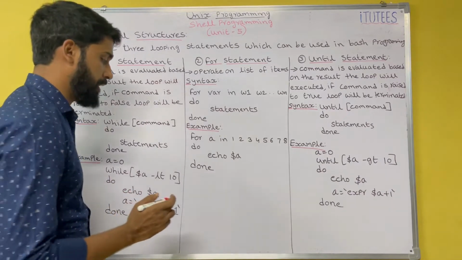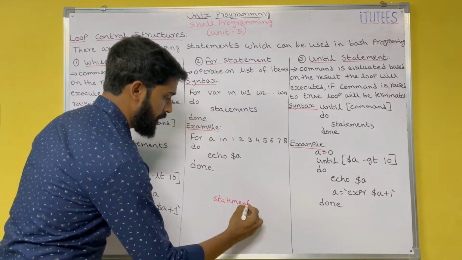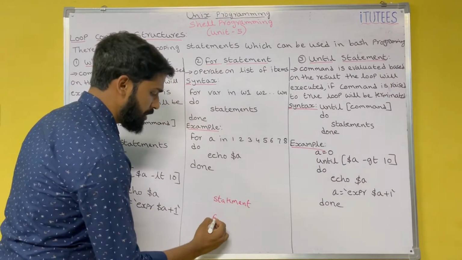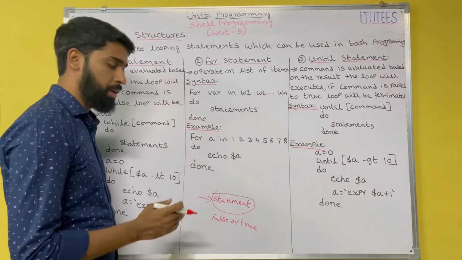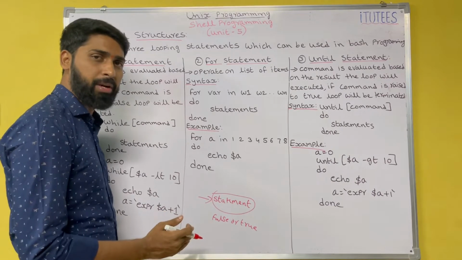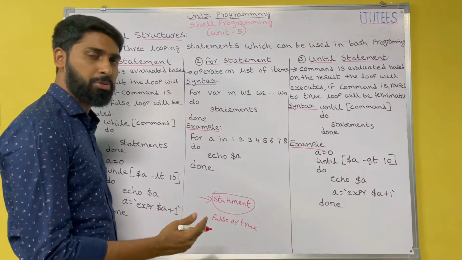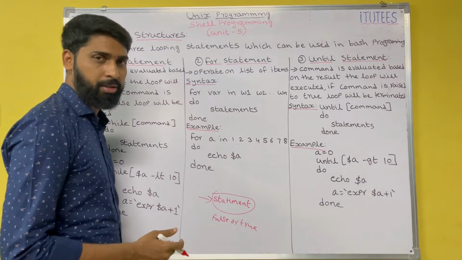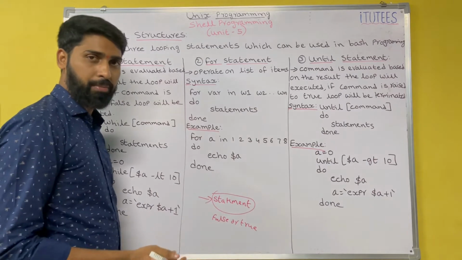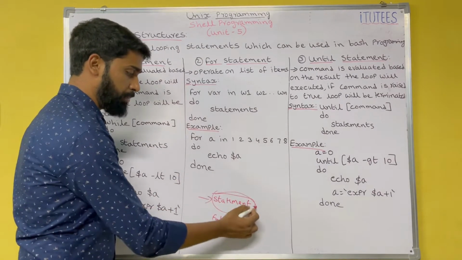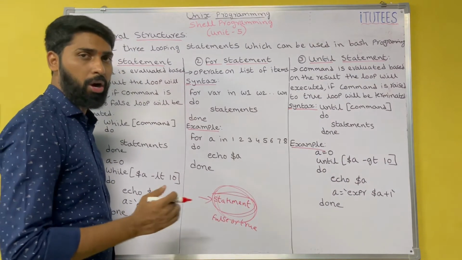Looping is nothing but executing a statement until the condition is false or true. That means I want to execute this statement based on the result of the condition. If the condition is true, I want to execute this statement. In branching, we execute the statement only one time. Coming to looping, we execute this statement repeatedly until a condition is true or false.